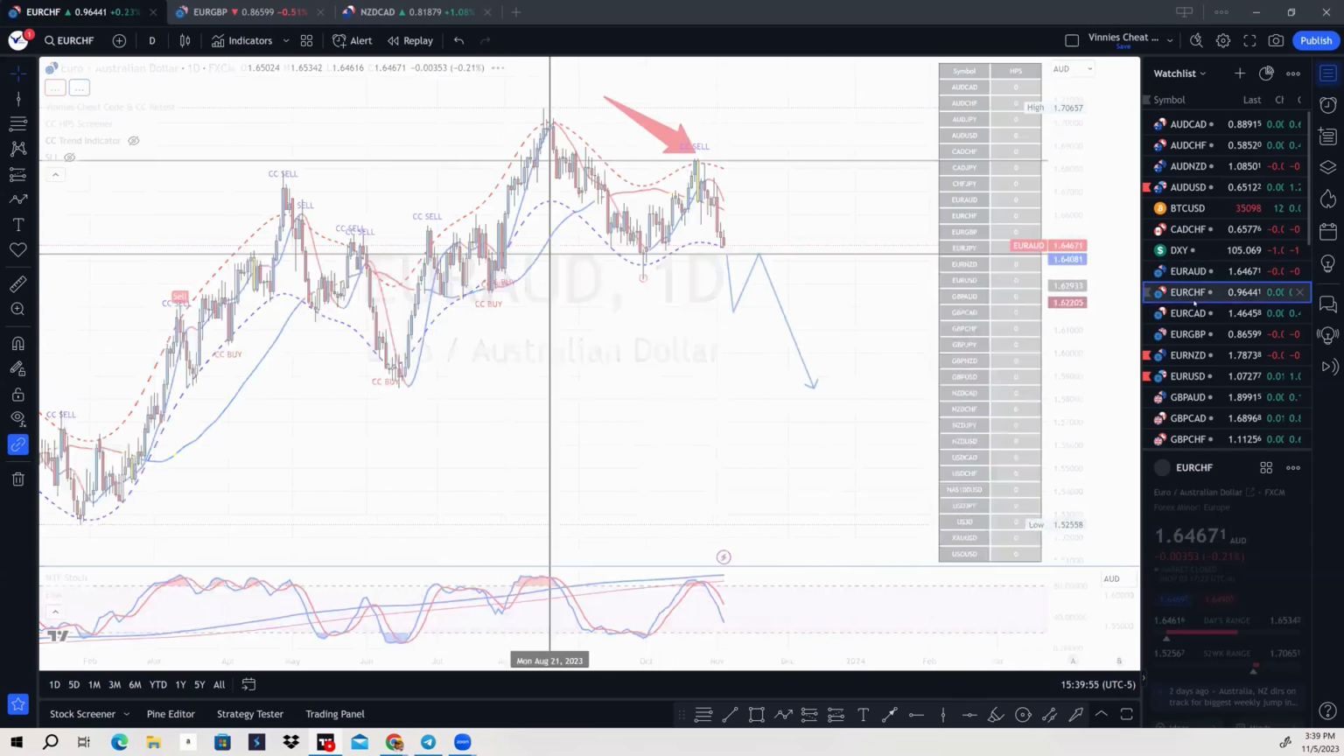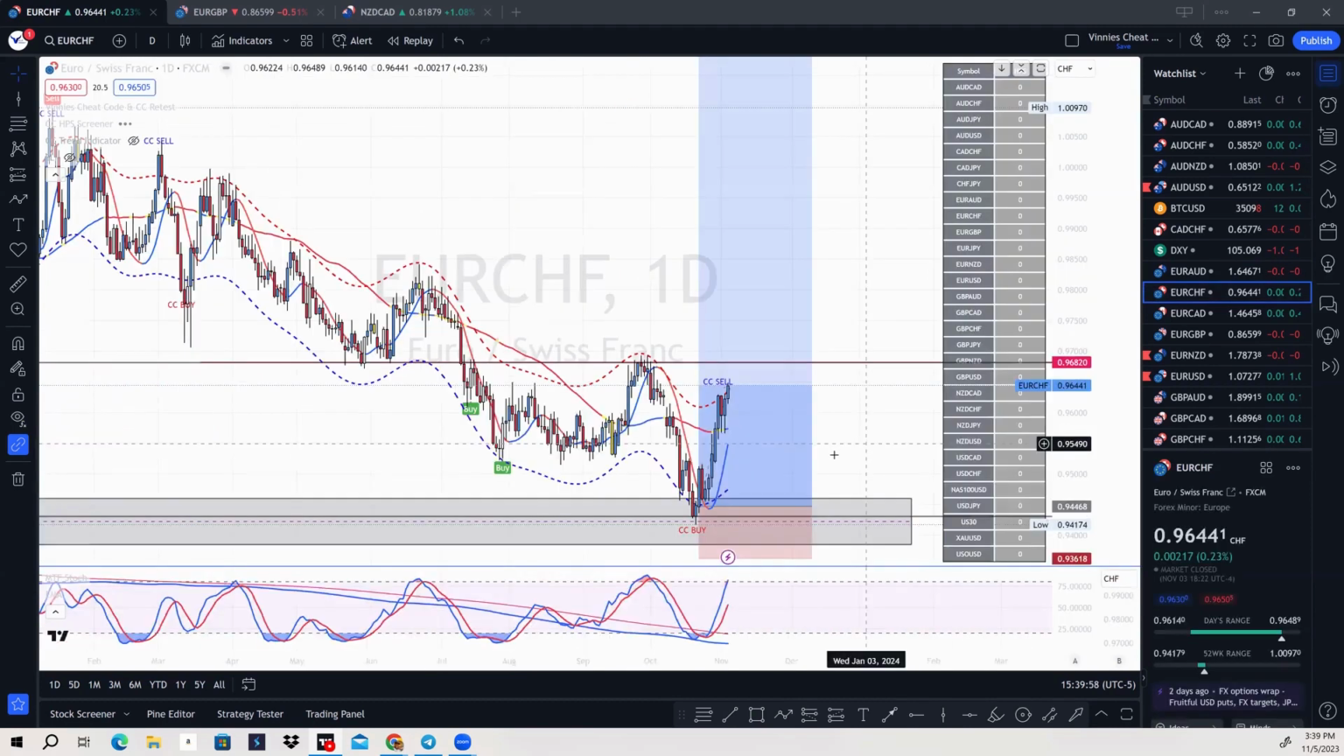Euro CHF, same exact scenario. This is going to be an excellent swing trade. Again, we had a bullish scenario last week. I'm looking for price to continue higher, break this previous high here. I am looking for a pullback after we break this high. We may get it before, and then for price to continue higher on Euro Swiss. Okay, I am looking for price to continue higher on Euro Swiss.